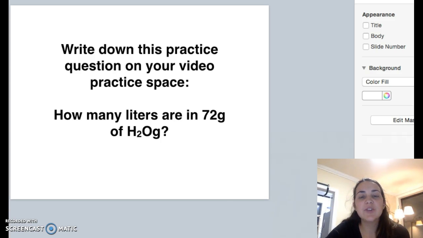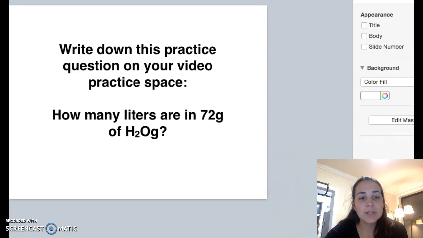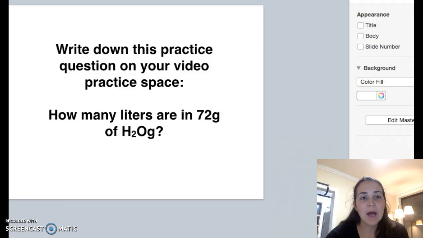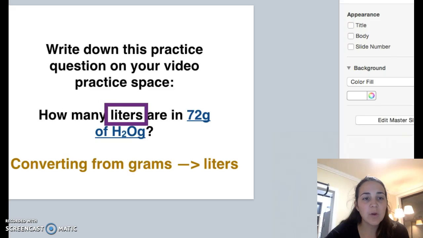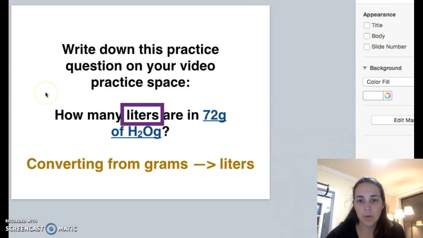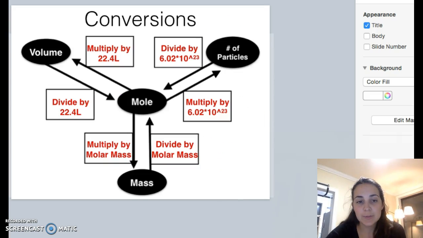The first thing that we want to do when we're looking at this problem is really try to figure out what is our unknown and what's the thing that's given to us. In this practice problem, we're going to first start by underlining our information that's given to us, and then put a box around our unknown, or the thing that we're trying to get to. In this case, the thing that's given to us is 72 grams of water, and the thing we're trying to get to is liters. This means that we're converting from grams over to liters.